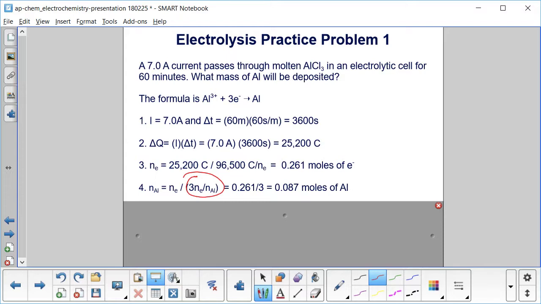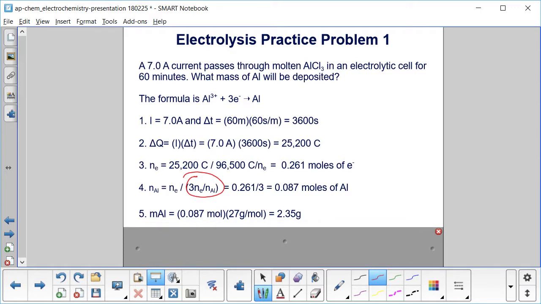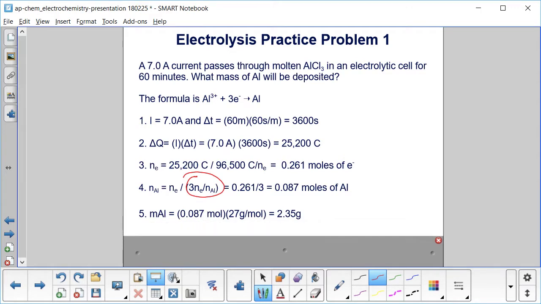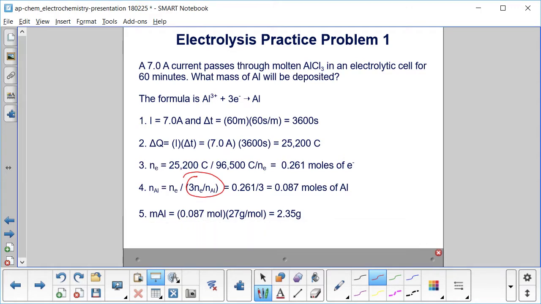We get 0.087 moles of aluminum, and we can convert that to grams using the molar mass of aluminum, 2.35 grams. That's what mass of aluminum we would expect after 60 minutes of current passes through the electrolytic cell.